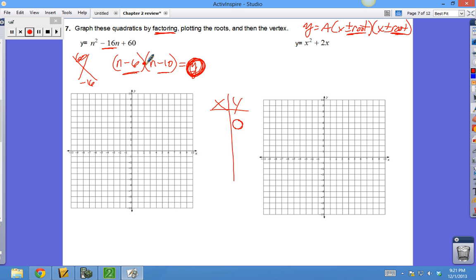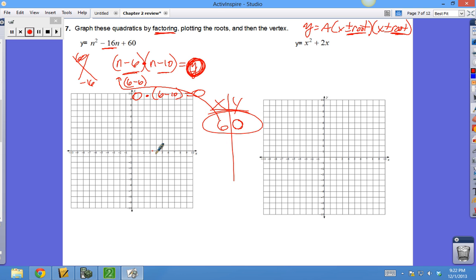So now you're asking yourself, what are you going to plug in for x, or for n, I guess, that's going to give you 0 for an answer? And one of them is a 6. Because if you plug a 6 in for n, it says to take away 6. So 6 take away 6 is 0, and that multiplied by 6 take away 10 is going to be 0. So there is one of my roots, 6 and 0.